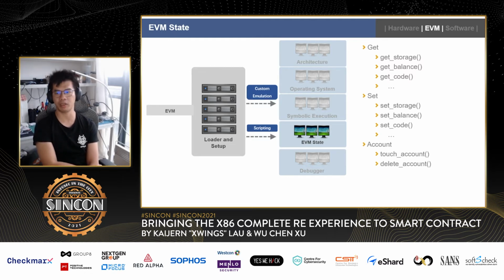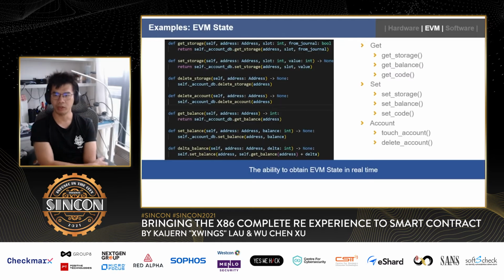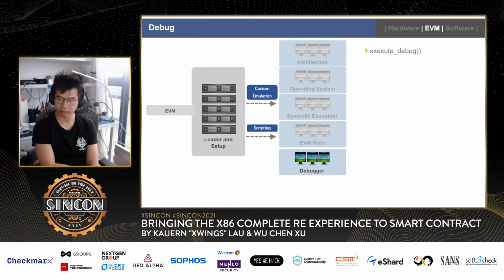Okay, and then on the EVM states, you can start to have all different kinds of EVM standard commands. You know, get storage, get balance, get code. Okay, set storage, set balance. Then that is where you can start to do the transfer or whatsoever. So yeah, to delete the account, to set storage. This is all the EVM standard commands that you can run together with all the tools that we have provided.